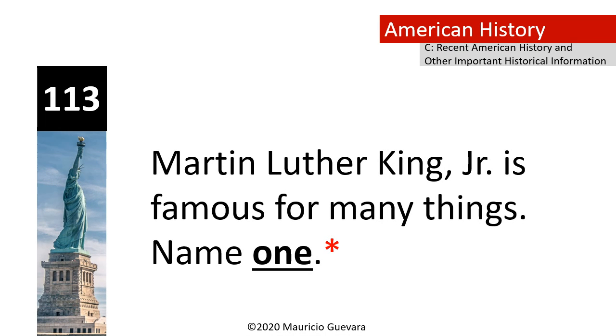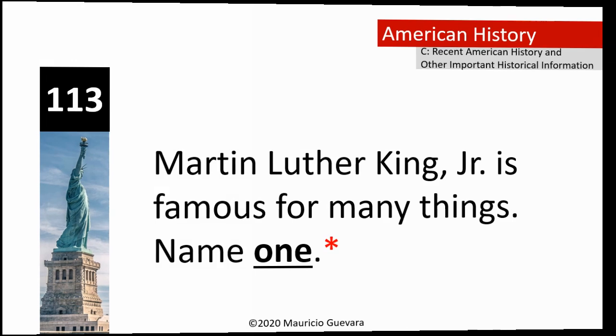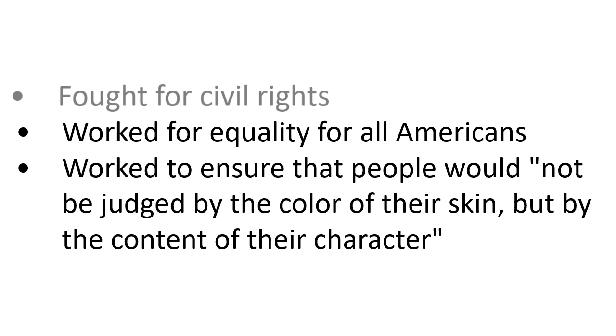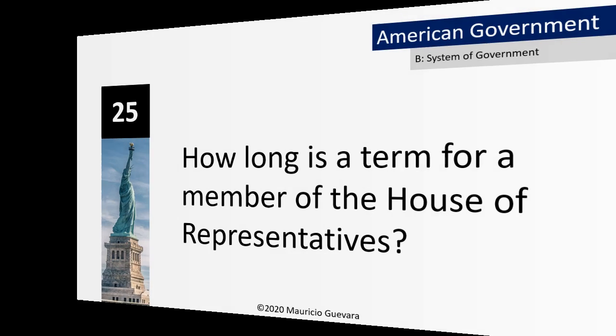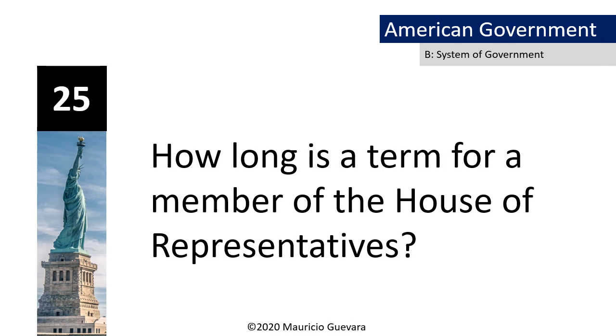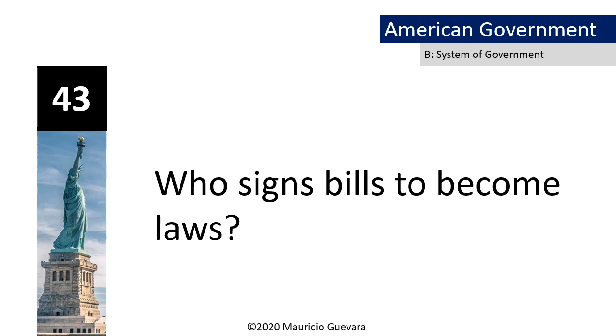Martin Luther King Jr. is famous for many things. Name one. Fought for civil rights. How long is a term for a member of the House of Representatives? 2 years. Who signs bills to become laws? The President.